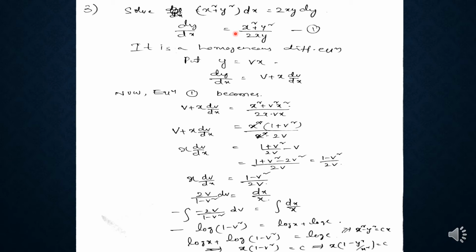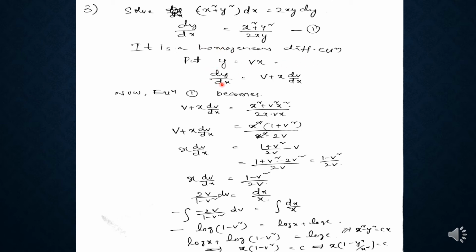If we check the differential equation, in the numerator we can see two terms. The first term has degree 2 and the second term is also degree 2, and in the denominator 2xy, the degree of x is 1 and the degree of y is 1, so 1 plus 1 is 2. So all three terms have the same degree. So this is a homogeneous differential equation. After confirming that it is a homogeneous differential equation, put y is equal to vx.